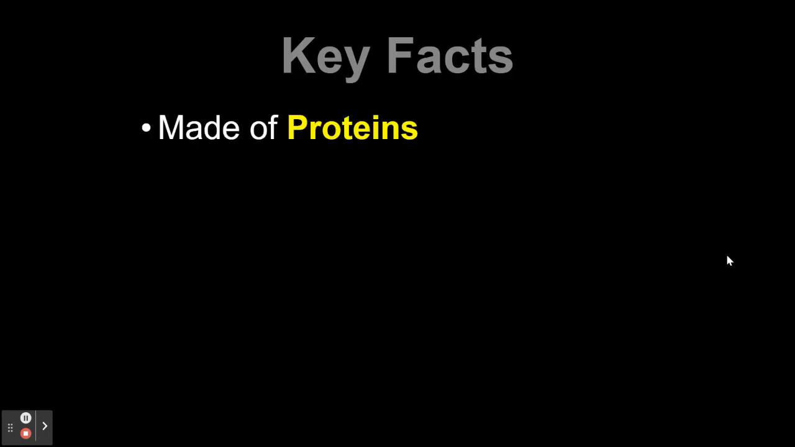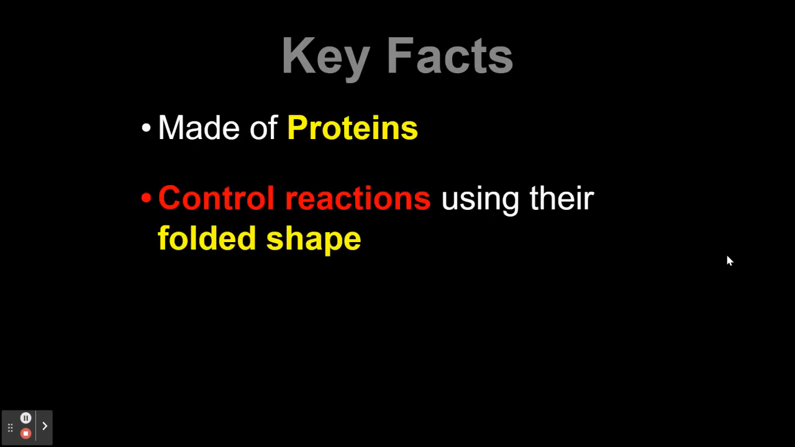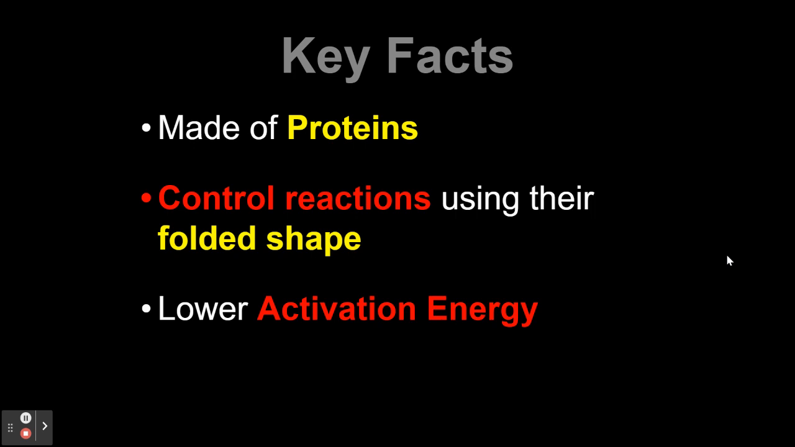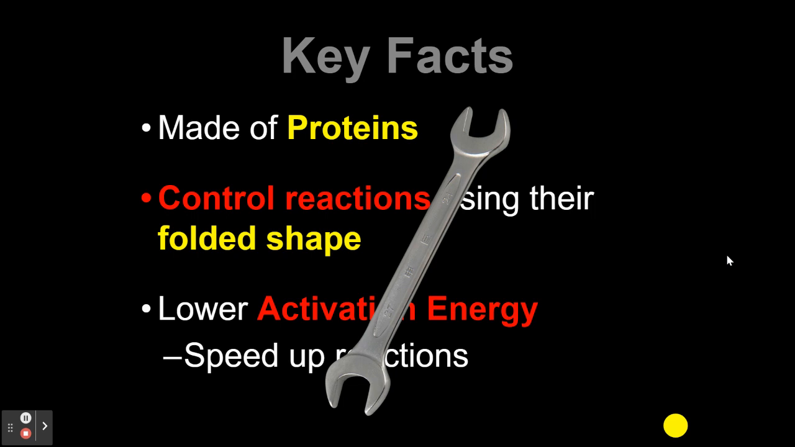All right, so remember, enzymes are made of proteins and they can fold into shapes and control reactions by using those shapes. And they do this by lowering the activation energy. That's the energy you have to add to get the reaction started. And this, in turn, speeds up reactions. So remember, always think of a wrench because a wrench uses its shape to make work easier and therefore speed up what you can do.